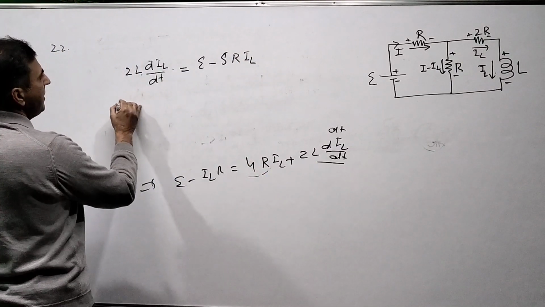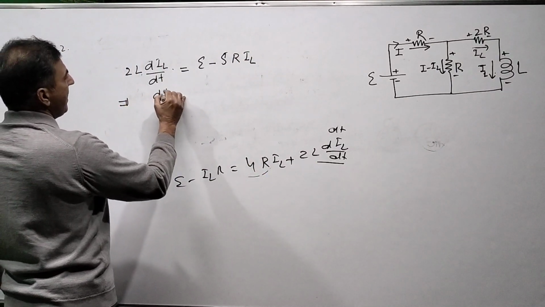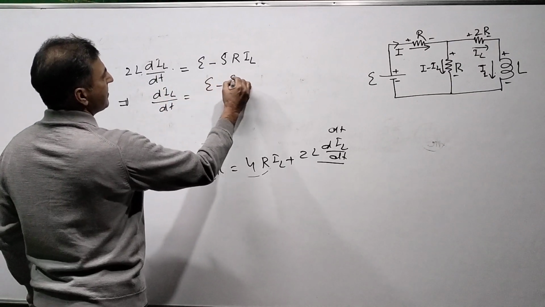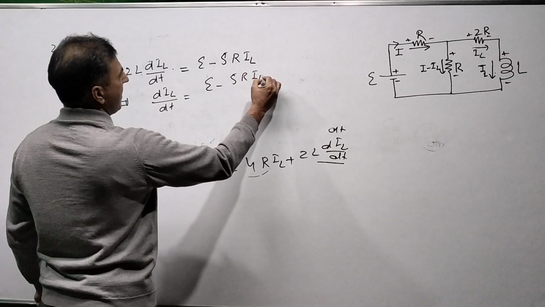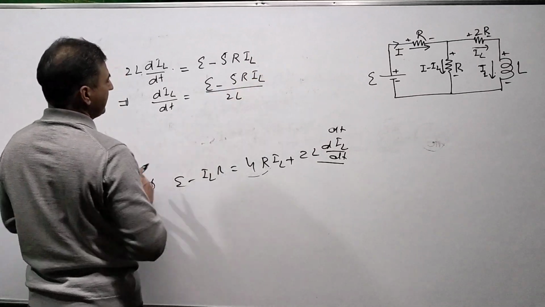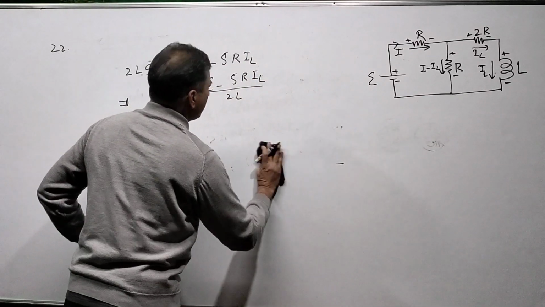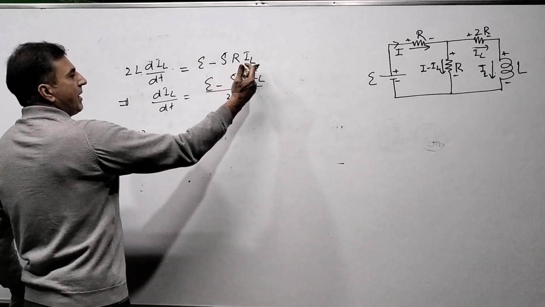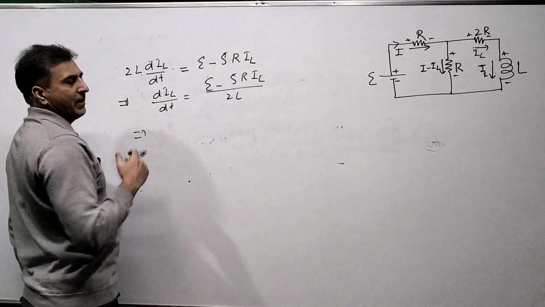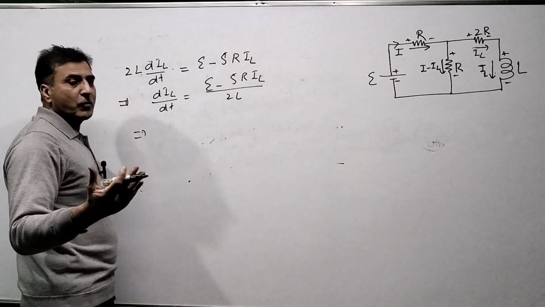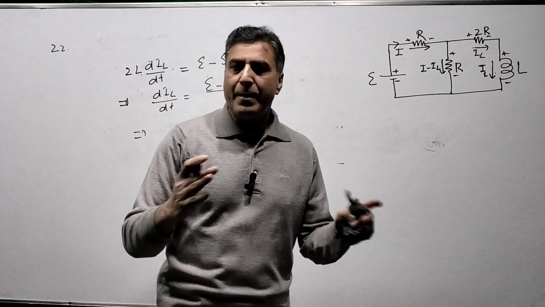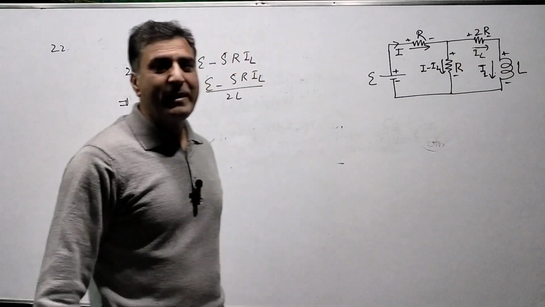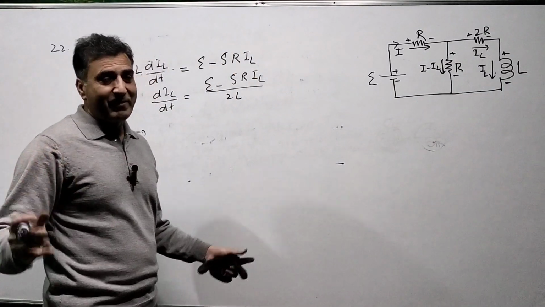Okay, so why not to do one thing? dIL by dt is equal to E minus 5RIL by 2L. That's right. So why not to do one thing? Separation of variables. IL को यहां लाइए और बाकी चीजों को वहां ले जाइए. That's what we call a separation of variables. तो separation of variables हम जब करते हैं तभी तो equation solve होगा. It is the technique through which we can solve differential equations.